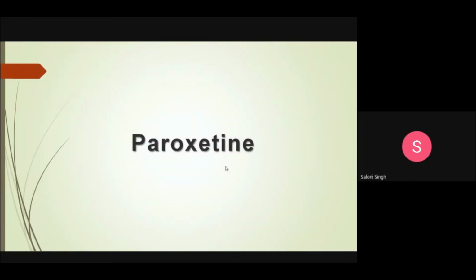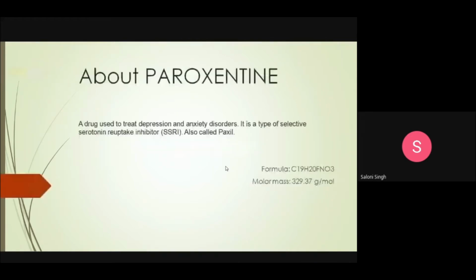So now the next drug is paroxetine. Does anybody have any idea what this drug is and what it is used for? Saloni, go ahead. Yes, sir. Paroxetine, sir, is an antidepressant. This drug is used for people going through OCD, mental disorders, anything related to depression and panic attacks.